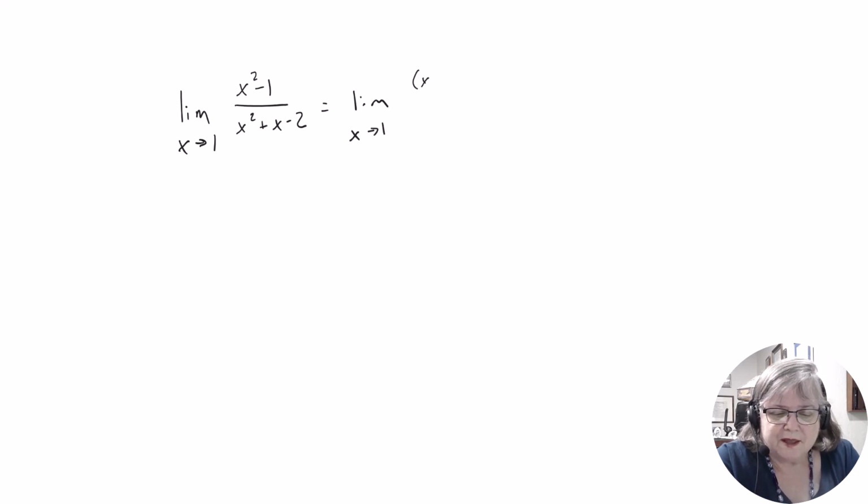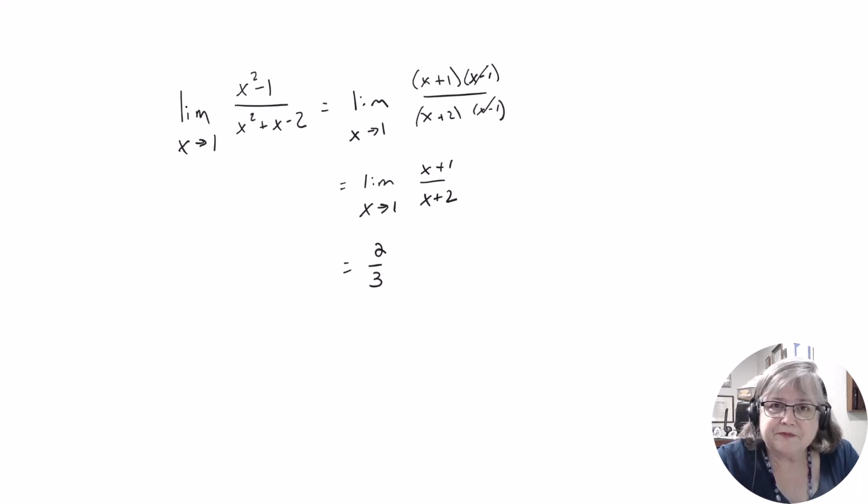So this is x plus 1, x minus 1 over x plus 2, x minus 1. And these two x minus 1's cancel. So this is the limit as x goes to 1 of x plus 1 over x plus 2. And that would then allow us to substitute in x is 1. So you'd have 2/3, right?